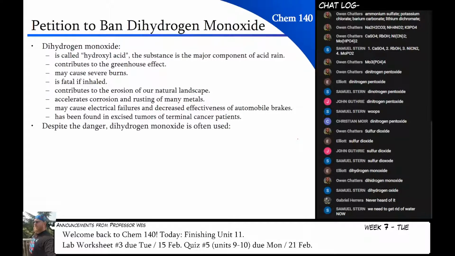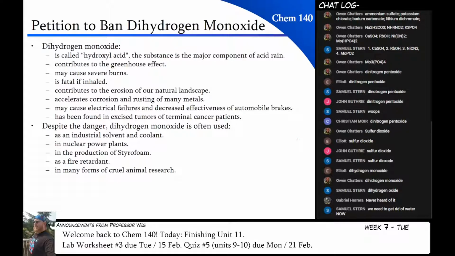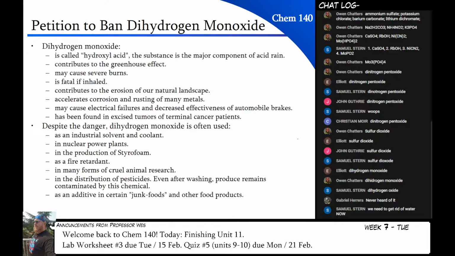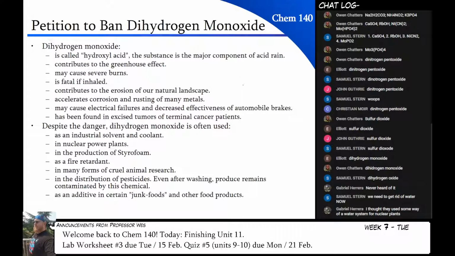And despite all of these terrible things, dihydrogen monoxide is still used today. It's used in industry and as a coolant. It's used in nuclear power. It's used in styrofoam. It's used to put out fires. It's used in animal research in cruel and unusual ways. It's even used in pesticides. You can wash your produce all you want, and it's still contaminated with dihydrogen monoxide. It's in junk food. It's in other foods. It's everywhere. Oh, it's everywhere.